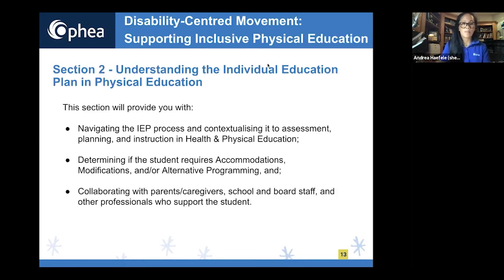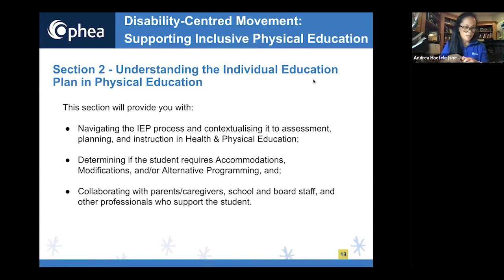So I wanted to jump back into this resource that we're launching next week. And in this resource, there's a section called Understanding the Individual Education Plan in Physical Education. There were many questions that came in as registrants were registering for this resource in regards to, how do I create a physical education program page? How do I know when to do accommodations, modifications, and alternative programming? Yes, there's a lot of information there and just navigating. And yes, it takes a lot of collaboration to create this IEP, right?